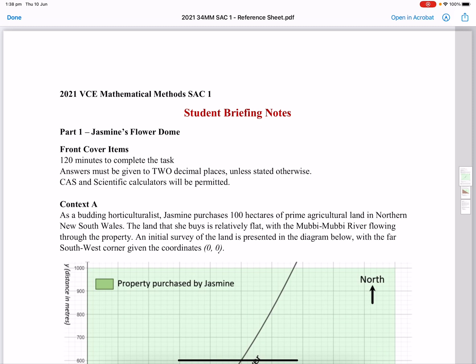On the front cover, you're going to see that you have 120 minutes to complete the task. There's roughly around 20 questions that you'll need to answer. You need to make sure that you are giving answers to 2 decimal places unless stated otherwise. So unless it states exact values, your answer should be in 2 decimal places. CAS and scientific calculators will be permitted, as will a bound reference for this task as well.